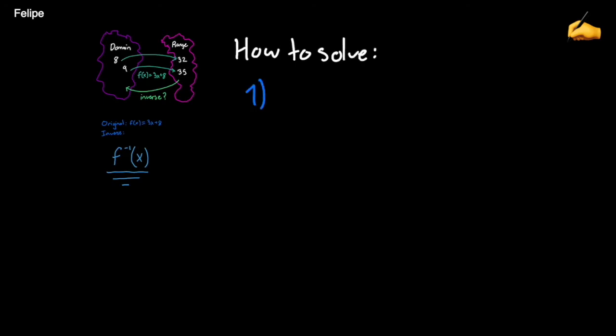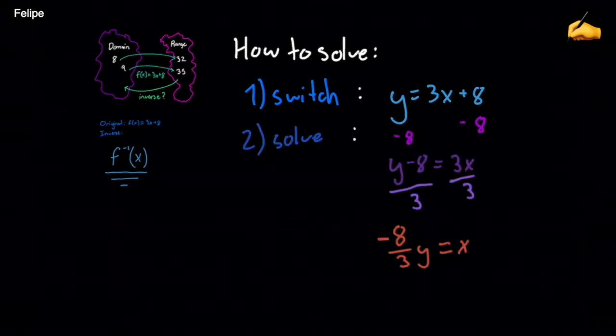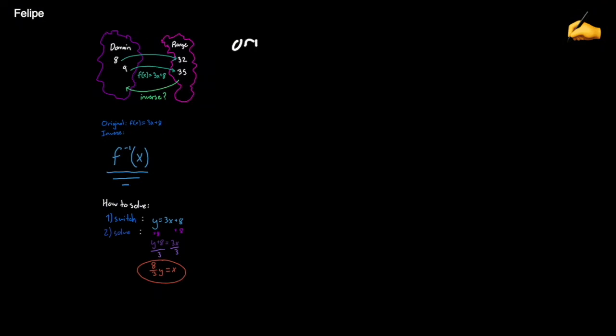First thing we'll do is reformat the function, f of x equals 3x plus 8, to y equals 3x plus 8. Then it's as simple as solving for x. First you subtract 8 on both sides, then divide both sides by 3. But why does this work?